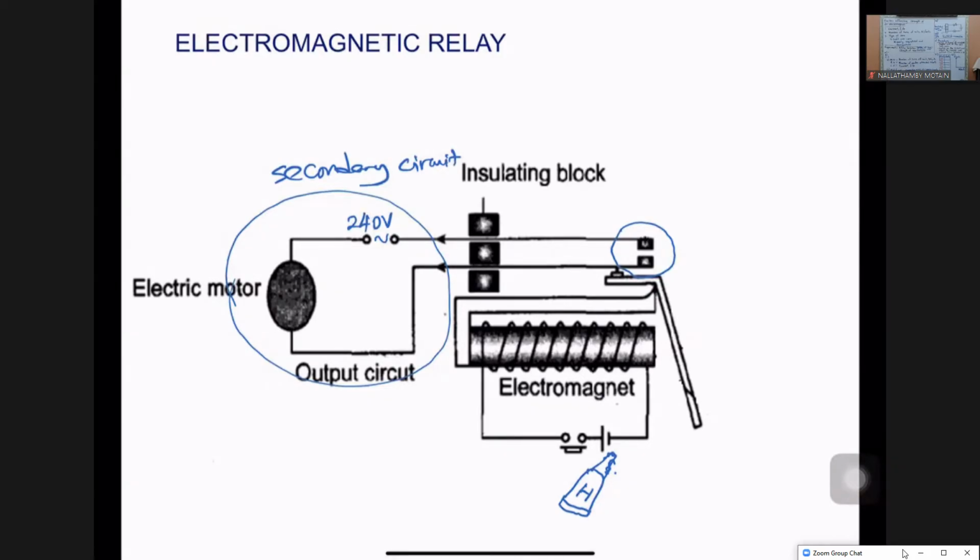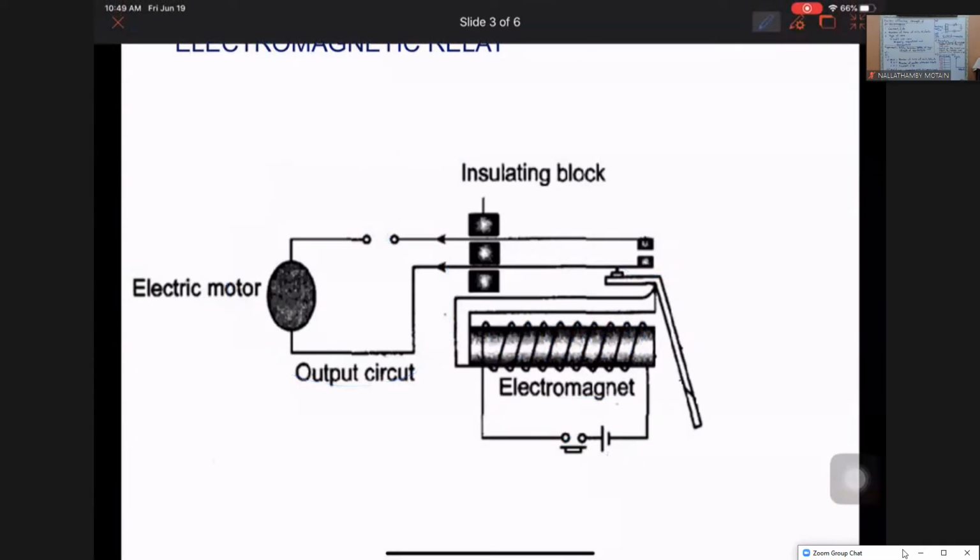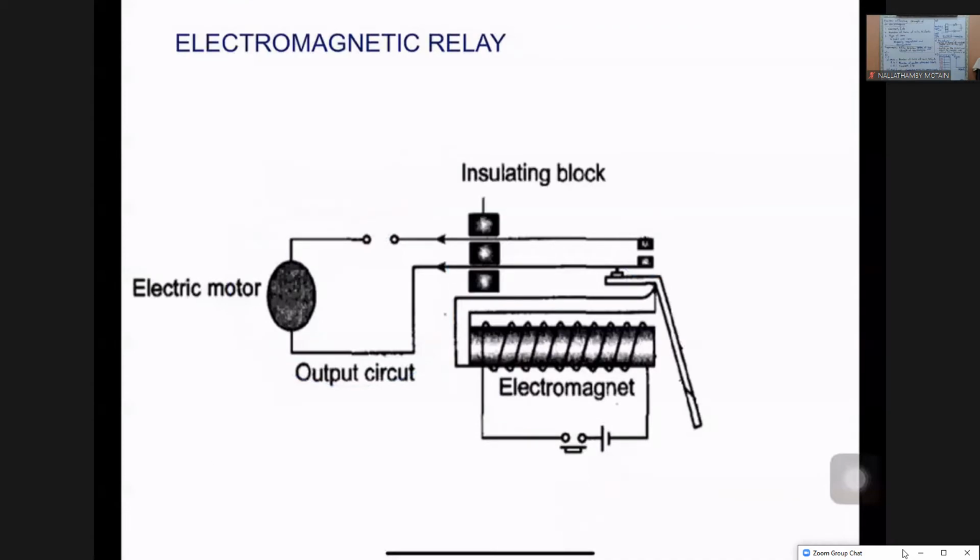So that's why when you put the key over here and then turn, that means you switch on. When you switch on, current flows in the coil. Then the soft iron core becomes an electromagnet. When it becomes an electromagnet, what happened? This is the soft iron armature.